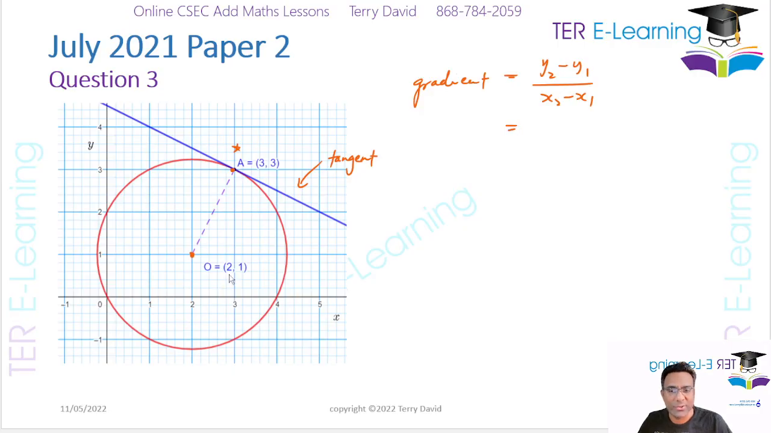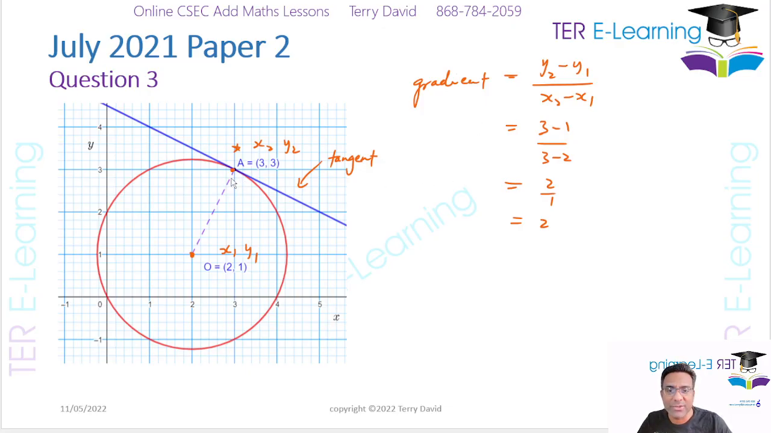Now where am I getting those things from? It doesn't matter, like I said, how you label this. You can call this x2, y2, and you can call this x1, y1, in which case it'll be 3 minus 1 over 3 minus 2. So this is going to be 2 over 1, which is 2. So the gradient of OE is equal to 2.